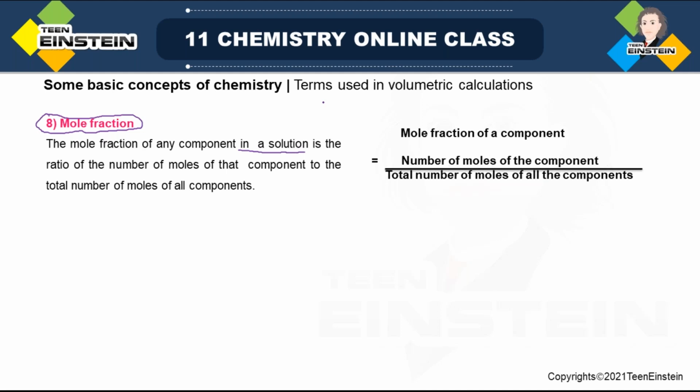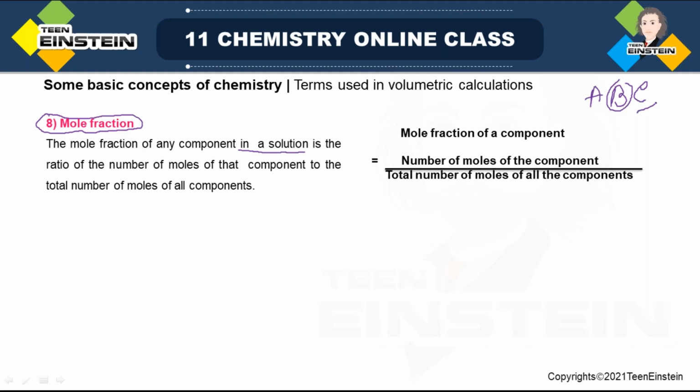So that is why the definition is in this way: the mole fraction of any component in a solution is actually the ratio of the number of moles of that particular component for which you want to calculate mole fraction, divided by the total number of moles of all the components. So suppose there are component A, component B, component C. Then if you want to know the mole fraction of component B, what you will do? You have to take the number of moles of B in the numerator divided by the number of moles of A plus B plus C, that is, the total number of moles of all the components.